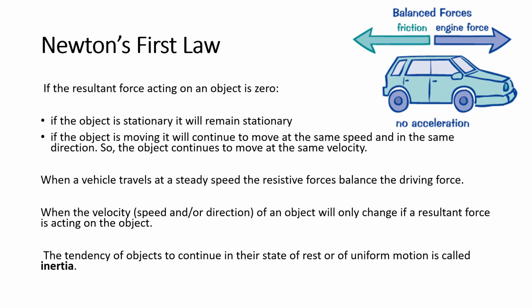In this situation, the object will do one of two things. If it's stationary, it'll stay stationary, not moving. But if it's already moving, it'll continue to move at constant speed in the same direction, so the same velocity. The tendency of an object to continue in its state of rest or motion is called inertia, and we need to know this term, inertia.